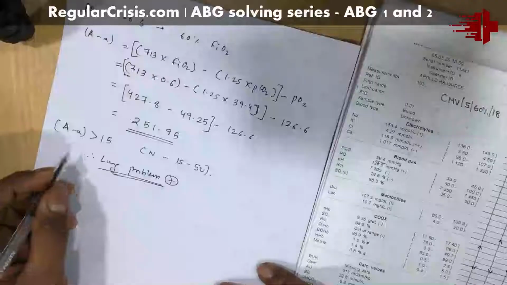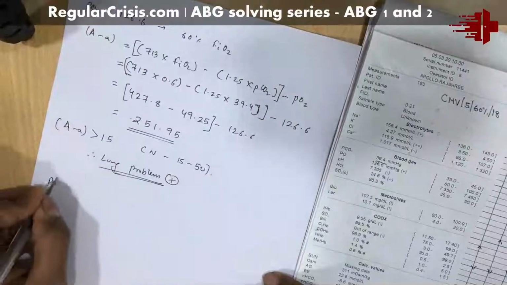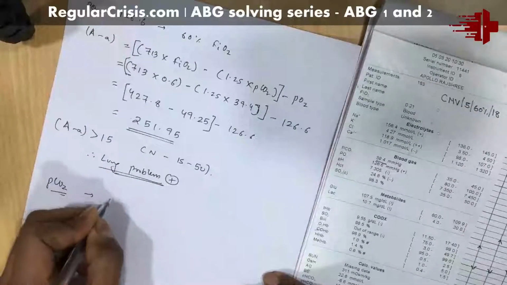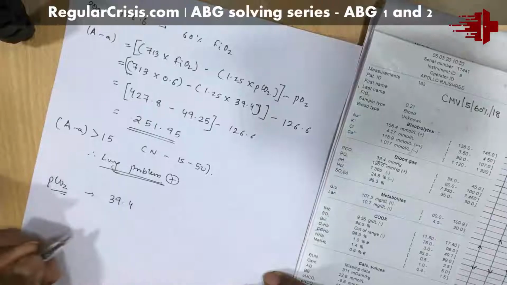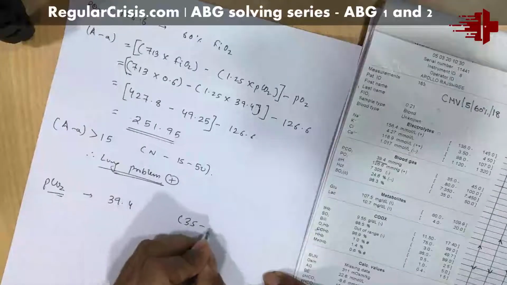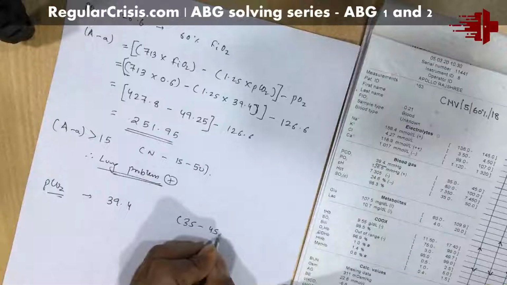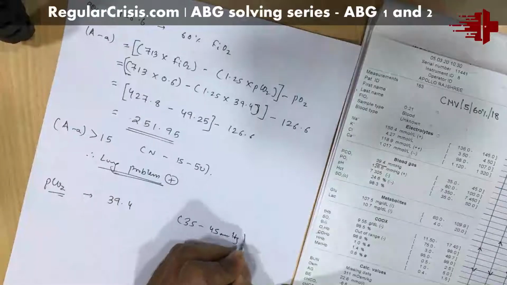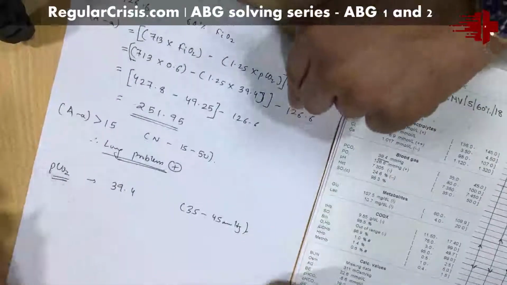Okay. Next we come to PCO2. As we said, PCO2 is 39.4, which falls between 35 to 45, so it is in the normal range. So the ventilatory settings are quite okay in this. Just a minute.